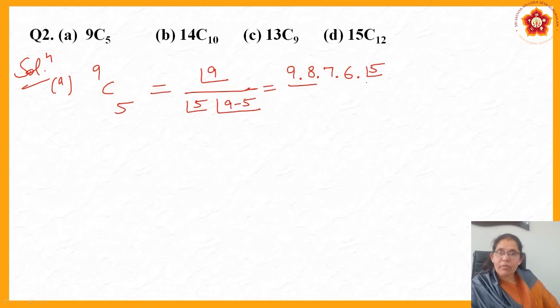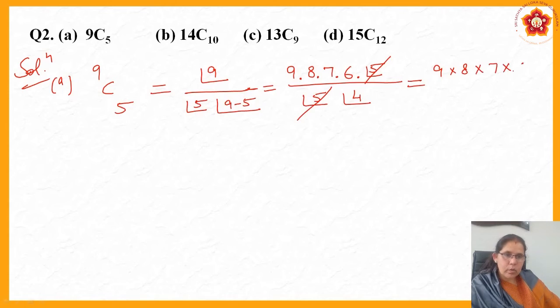Check it, because factorial 5 means 5 into 4 into 3 into 2 into 1. Divided by factorial 5 here, and this side we have factorial 4. Now why have I written factorial 5 here in the numerator? Because these two can be cancelled. Now when we are cancelling these two, we have 9 into 8 into 7 into 6. Now factorial 4 can be written as 4 into 3 into 2 into 1. Now just see what gets cancelled.